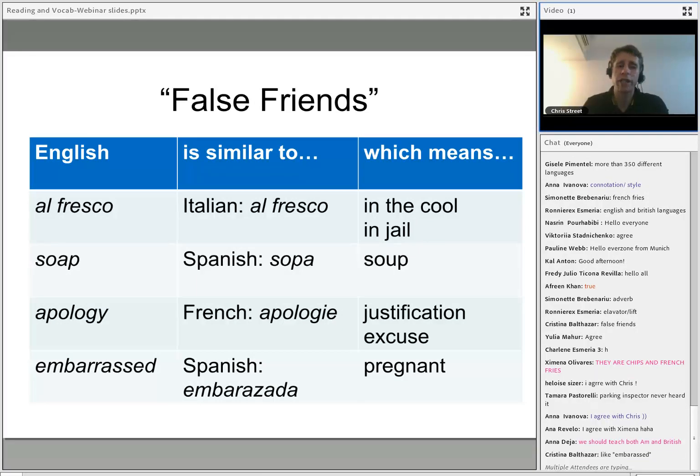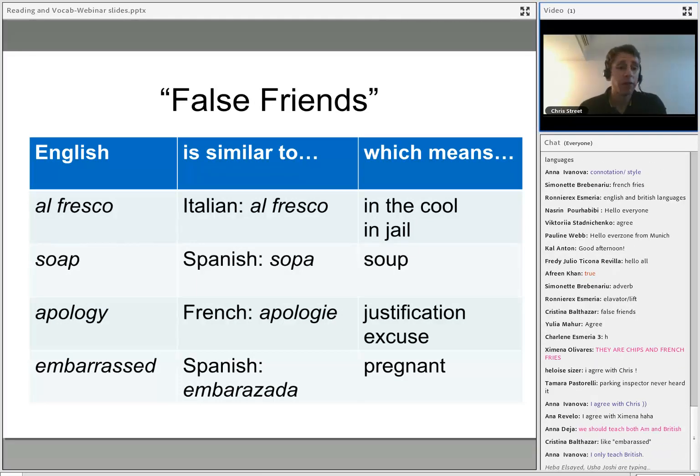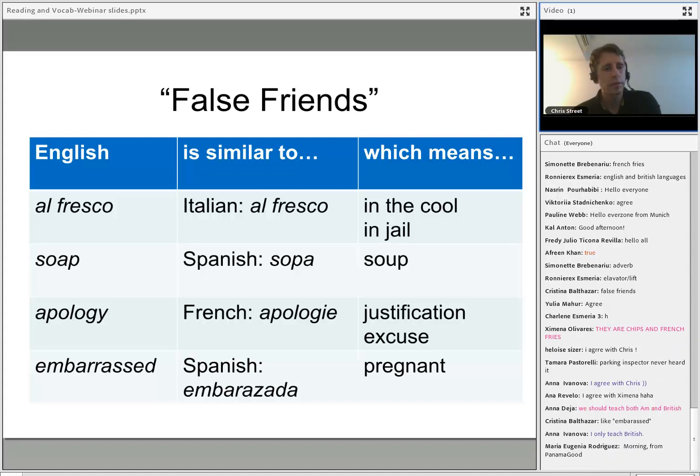So these were some false friends that were in that passage. We had the word al fresco, which is used in English to kind of mean open air. It comes from the Italian word al fresco, but in Italian it means in the cool or in jail. In English, we've got the word soap. That's similar to the Spanish word sopa, but sopa in Spanish means soup.